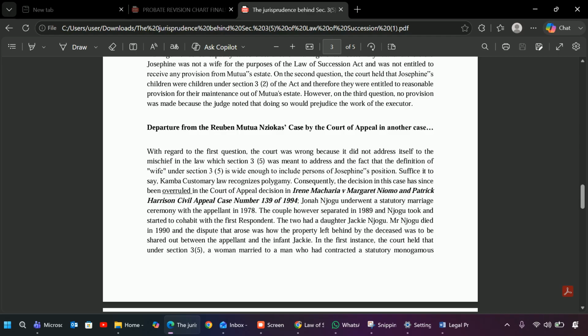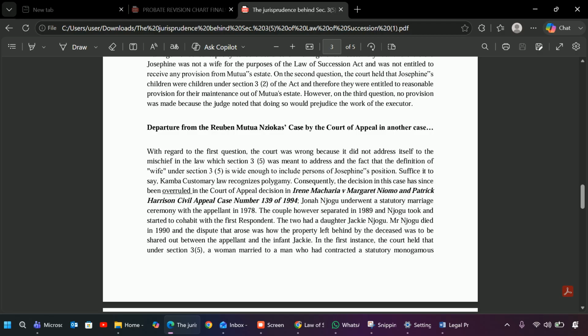Consequently, the decision in this case has been overruled in the Court of Appeal decision in Irene Macharia versus Margaret Nyomo and Patrick Harrison, 1994, where John and Njogu underwent a statutory marriage ceremony in 1978. The couple, however, separated in 1989, and Njogu started to cohabit with the first respondent. The two had a daughter known as Jackie Njogu, and Mr. Njogu died in 1990, and the dispute that arose was how the property left behind by the deceased was to be shared out between the appellant and the infant Jackie.